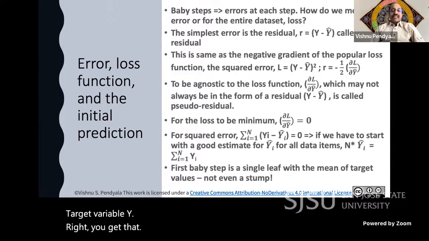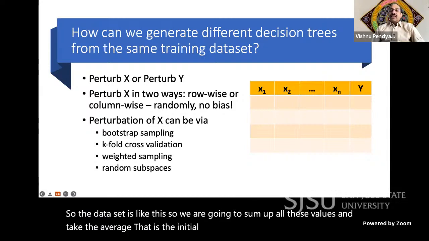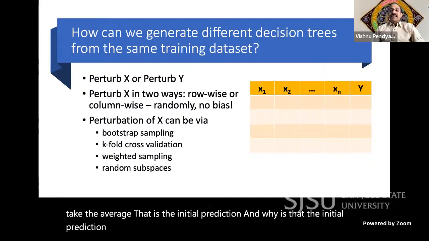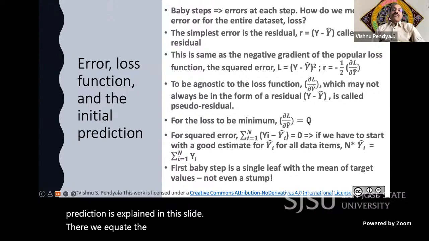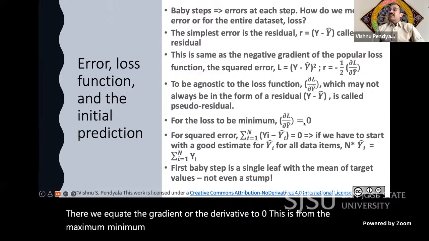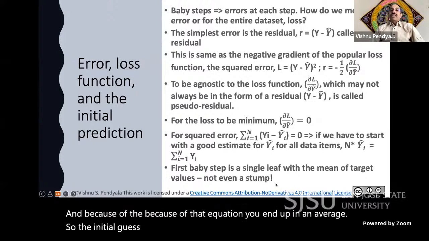So the data set is like this. We are going to sum up all these values and take the average. That is the initial prediction. And why that is the initial prediction is explained in this slide. We equate the gradient, or the derivative, to 0. This is from maxima-minima calculus, right? We equate it to 0, and because of that equation, you end up with an average. So the initial guess is the mean of the target.